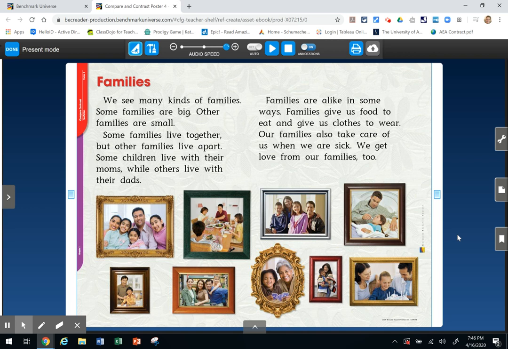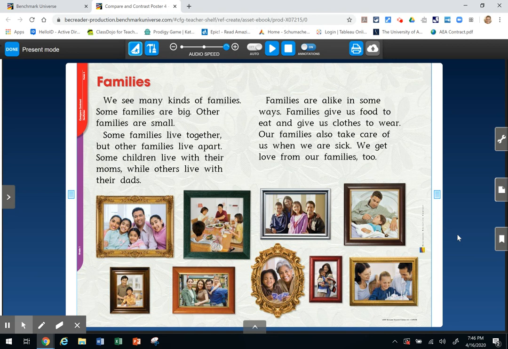Today, we're going to read a passage called Families. We're going to be working on comparing and contrasting different kinds of families. Remember, to compare and contrast means to talk about how things are the same or alike and how they are different. After we read this story, we are going to talk about some of those similarities, some of those differences.